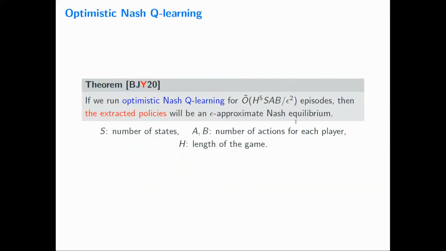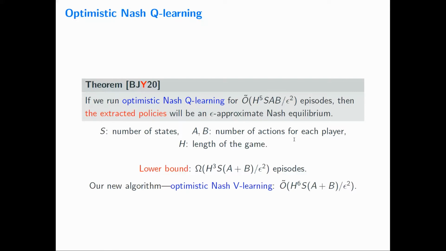Now comes our main result of the paper. If we run Nash Q-learning for SAB over epsilon squared episodes, then the extracted policy will be an epsilon-approximate Nash equilibrium. Comparing with the lower bound, which is S times A plus B over epsilon squared, we can see there's still a gap between A times B and A plus B.